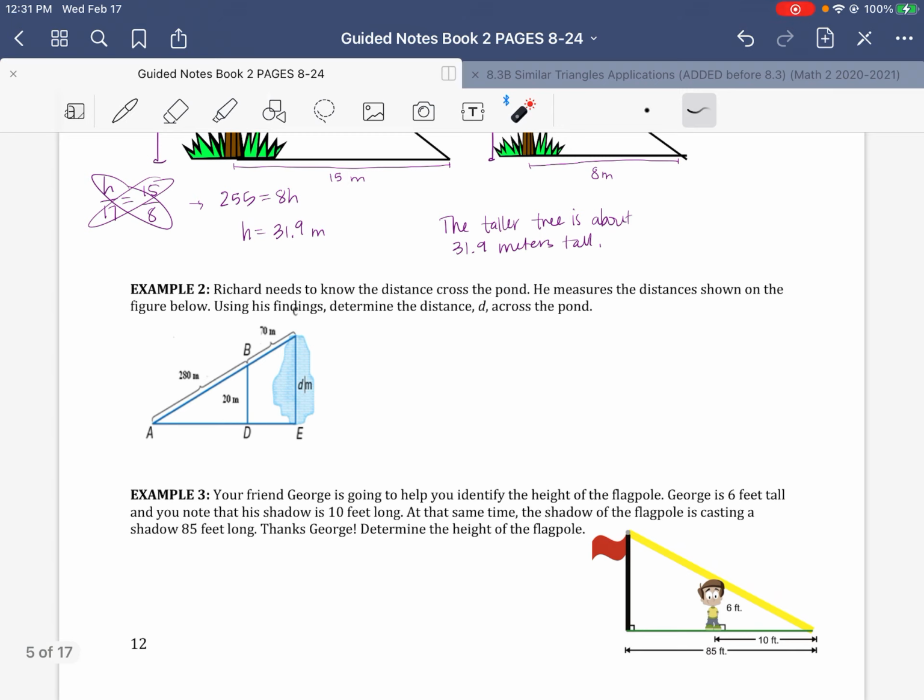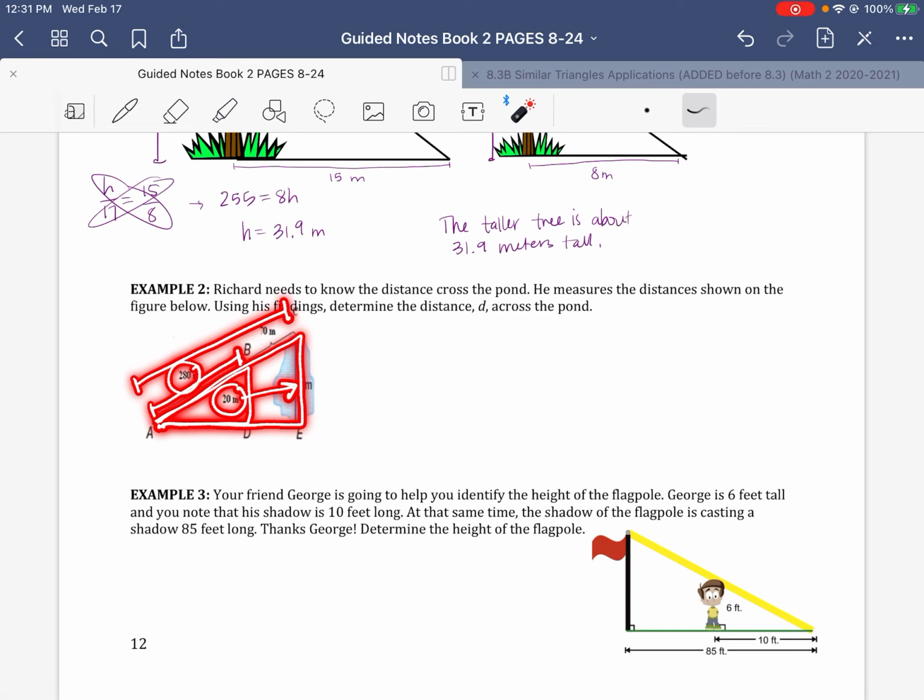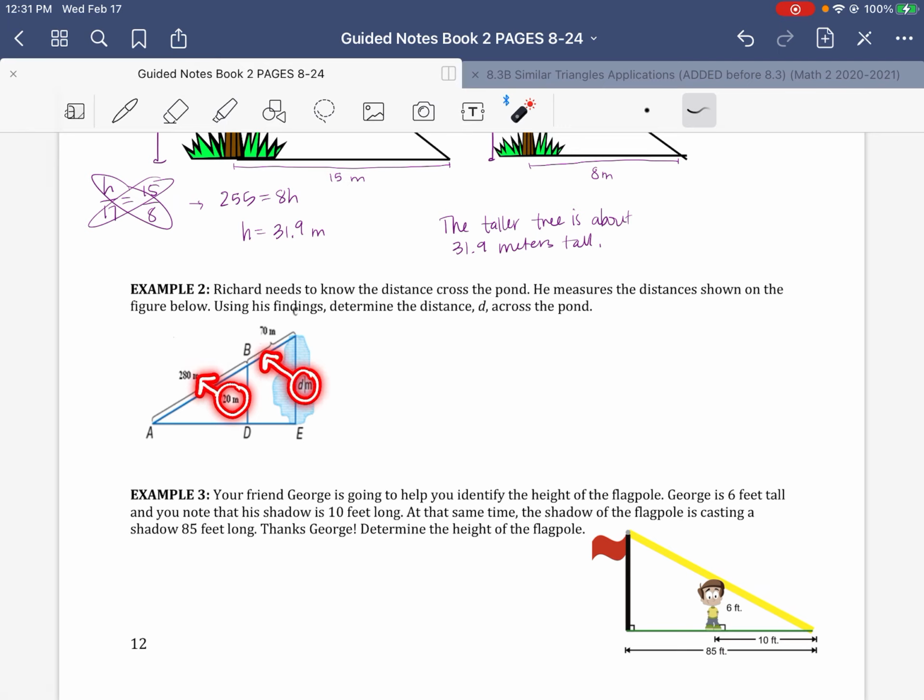So Richard needs to know the distance across the pond. He measures the distances shown on the figure below and uses similar triangles to determine the distance across the pond. So notice here we've got two similar figures. One is inside the other. So when we relate these, we need to be careful that we relate this side to this side, as the longest side of the small triangle would be to the longest side of the large triangle. We can do it that way, or again, we can relate this short side to his long side. So maybe that would be an easier way to look at it.